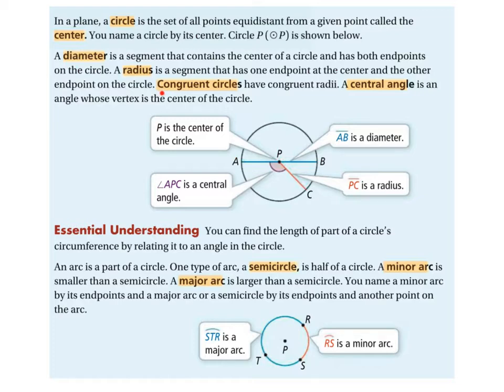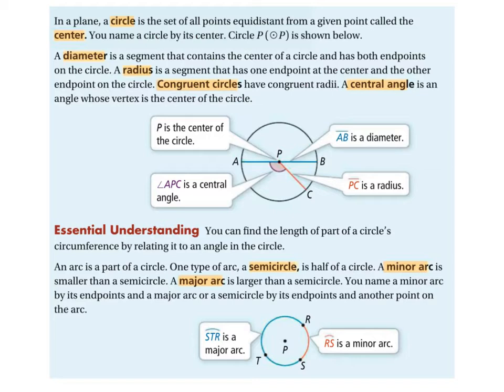Some of this you might know. Congruent circles have congruent radii. If you have congruent circles, that means they are formed by doing the exact same thing from a center going the same distance. Otherwise, they wouldn't be congruent, right? Just similar. So if they're congruent, you know the radius is the same, and if the radius is the same, that's what it says here.